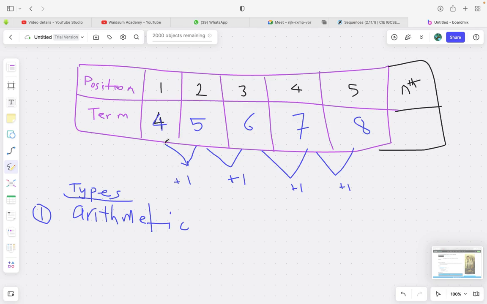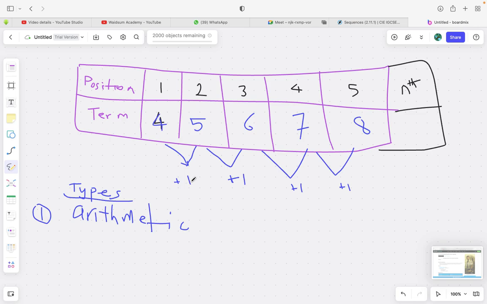If it's plus 5, you say 4 plus 5 will be 9. 9 plus 5 will be 14. 14 plus 5 will be 19. 19 plus 5 will be 24. So the numbers would be like that: 4, 9, 14, 19, 24. That would have been the sequence if the difference was plus 5.